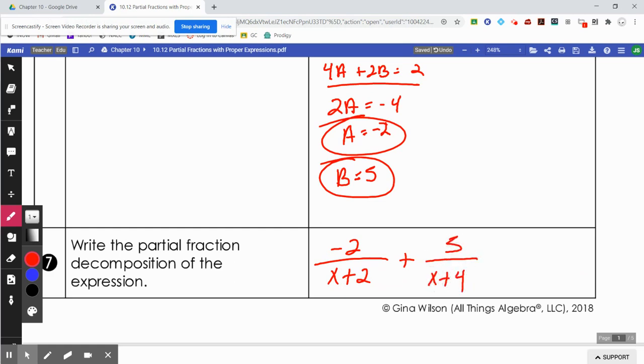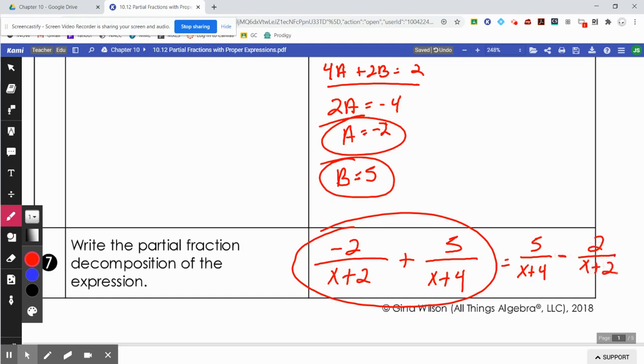And you could write either term first, so that's one way of writing it, or you could have done 5 over x plus 4, and since the 2 is a negative, put minus 2 over x plus 2, and either one of those answers would be fine, and you've decomposed your fraction.